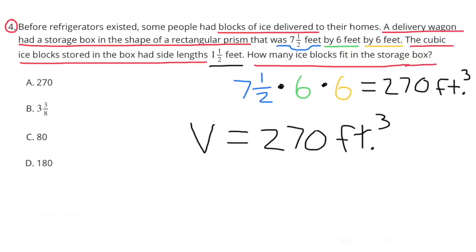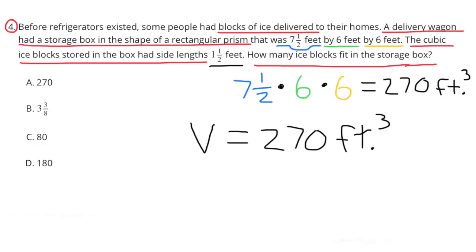Number 4. Before refrigerators existed, some people had blocks of ice delivered to their homes. A delivery wagon had a storage box in the shape of a rectangular prism that was 7 1/2 feet by 6 feet by 6 feet. The cubic ice blocks stored in the box had side lengths of 1 1/2 feet. How many ice blocks fit in the storage box?